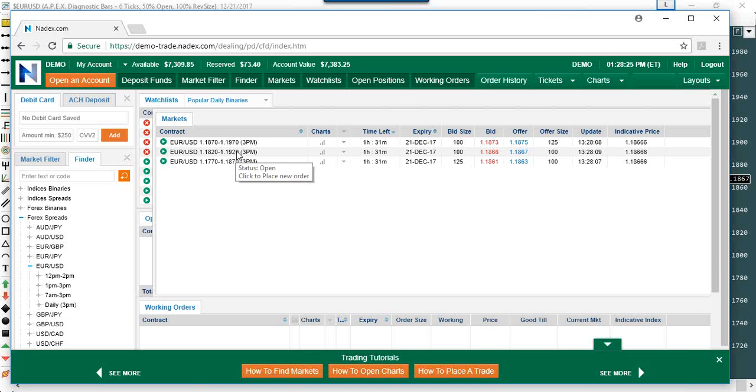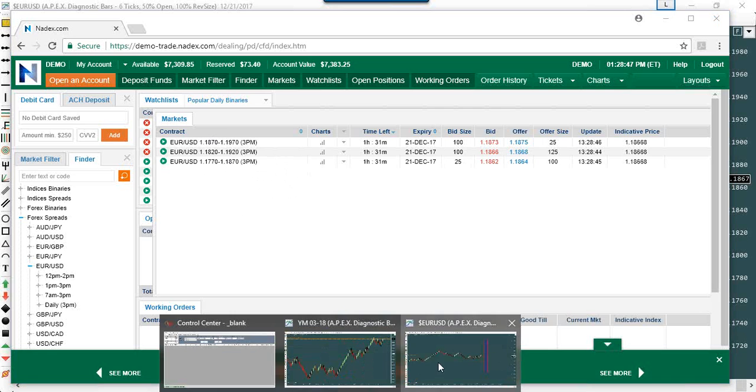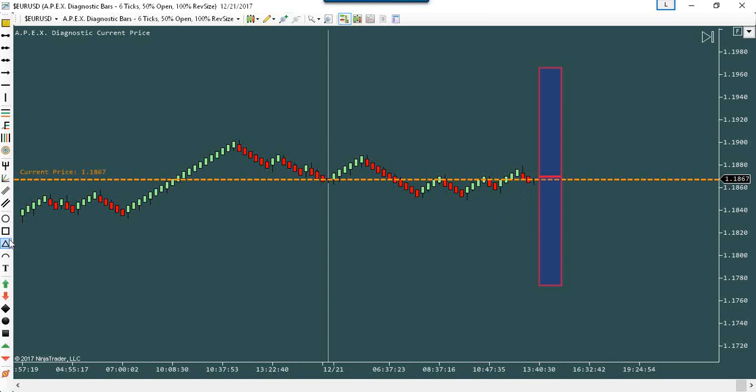1820 to 1920. So these are 100 pip spreads. So what would half of the spread be? 50. So what is 1820 plus 50? 1870, right? So let's draw it out. So basically 1820 right here, see 1820? So 1820 up to 1920. There's another 100 pip spread.